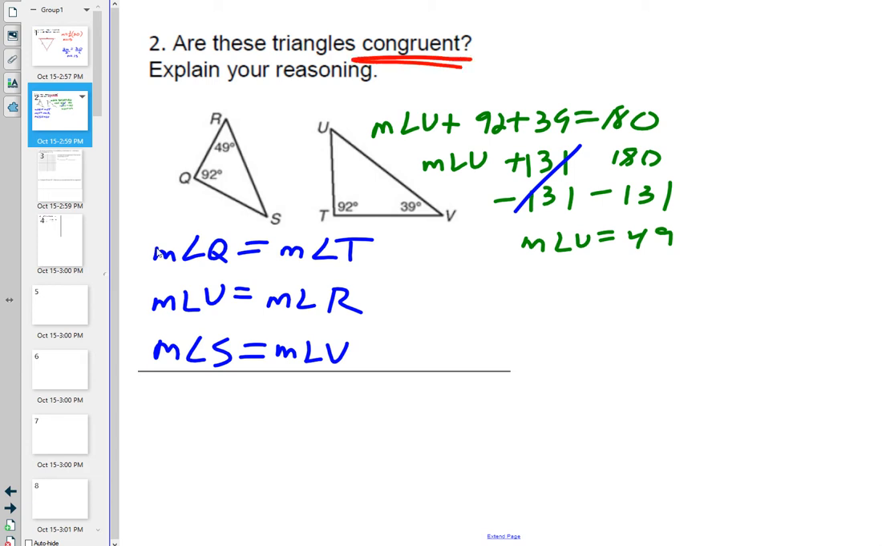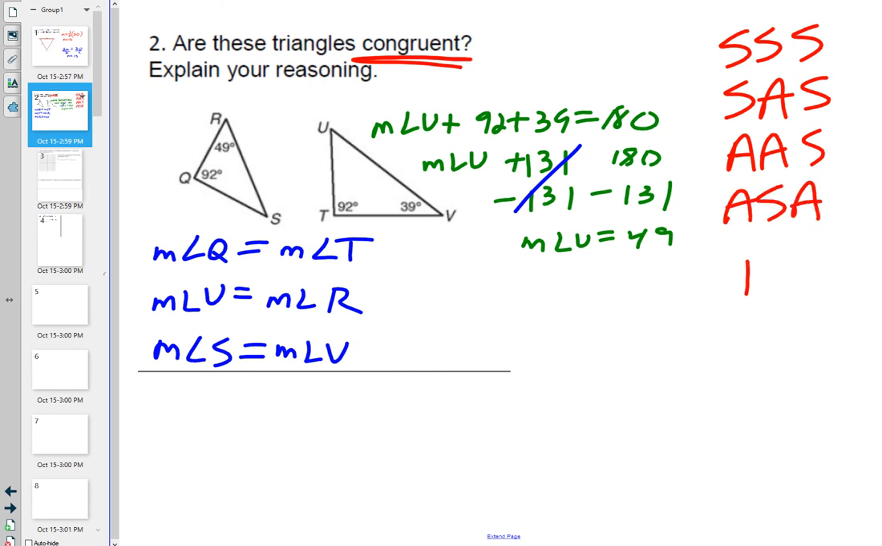What are the congruency shortcuts? Side, side, side. Side, angle, side. Angle, side, angle, angle, angle, side, and then you might have also learned hypotenuse leg, but that's really considered a type of side, angle, side. All right, do any of those say angle, angle, angle?